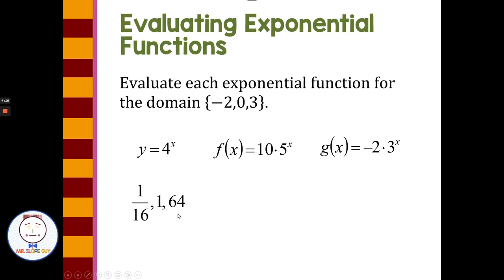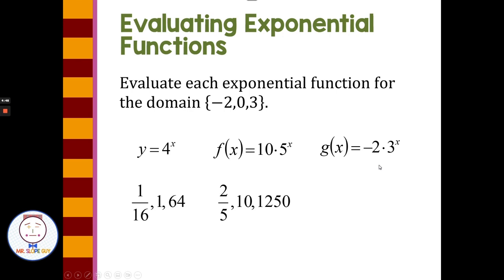Then we'll do the same thing on the next one. 5 to the negative 2 power, we put negative 2 in for the x. Law of negative exponents says that's 1 over 5 squared times 10 is going to give us 2/5. We put 0 in. 5 to the 0 power is 1. 1 times 10 is 10. Then I put in 3. 5 to the third power, 5 times 5 times 5 times 10, 1,250. Gives me my list of my range, my output, or my y values.